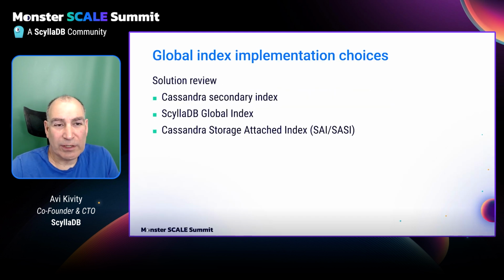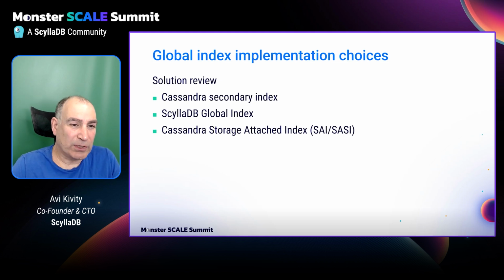Next, let's look at global indexes. So there are multiple solutions to choose from. I'm comparing here to Cassandra, but we could compare to other databases as well. It's just an example. So let's compare to Cassandra secondary indexes, the ScyllaDB global index, and the newer Cassandra storage attached index.